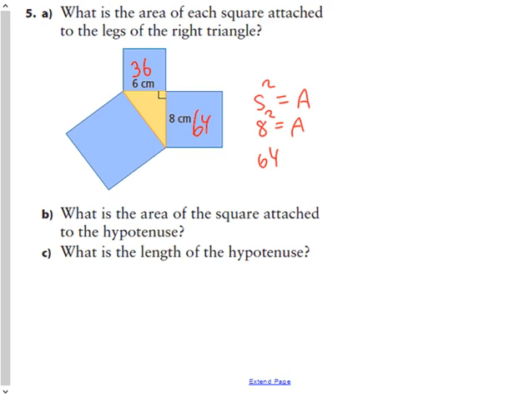Next question, B says, what's the area of the square attached to the hypotenuse? It would be the sum of those, or a squared plus b squared, which is 100. And what is the length of the hypotenuse? This distance here would be one of two distances. You can either say square root of 100, or, because that's a perfect square, 10.